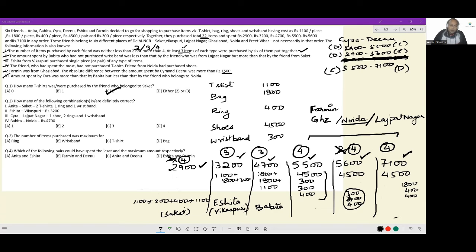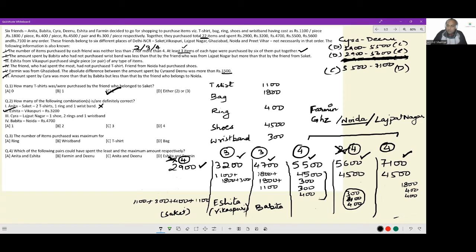Next, how many of the following combinations are definitely correct? Anita is from Saket. Is Anita guaranteed to be in Saket? Not really. Saket could very well be Dinu, no? So this is gone. Ishita is from Vikaspuri and spent 3200. Yes, this is guaranteed.